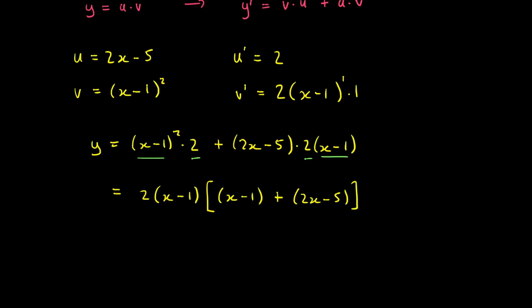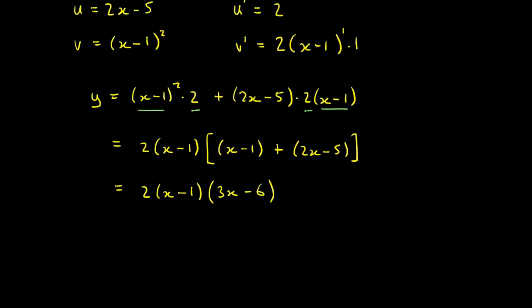So I can therefore simplify all this to be 2 bracket x minus 1 bracket. So we've got x plus 2x, which is 3x, and minus 1 minus 5, which is minus 6. So why don't I go the full way and factorize out 3 out of that? So 2 times 3 is 6, x minus 1, and then x minus 2. Right, so that's going to be the derivative.